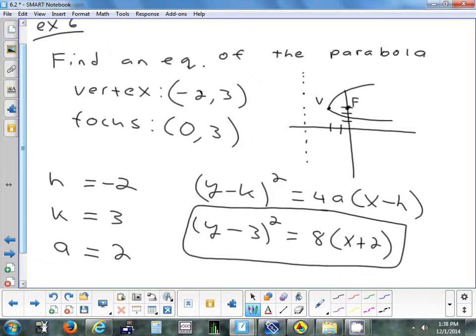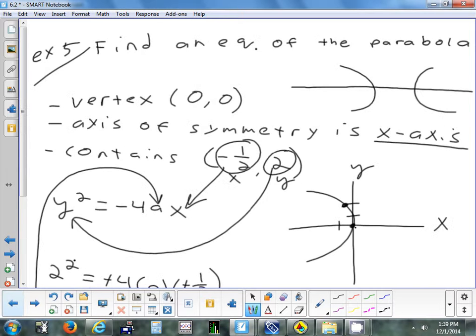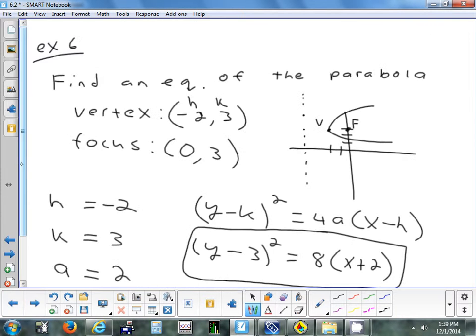Student: What are the h, the k, and the a? The h and the k come directly from the vertex. Is that when it doesn't equal (0, 0)? That's when it's not (0, 0). Yep. So if your vertex isn't (0, 0), then you're using one of these 4 formulas right here. What else did they want? Just find the equation, so we're done. Any questions on that?